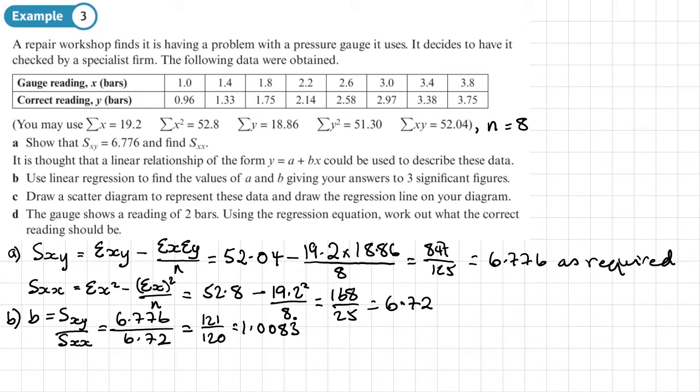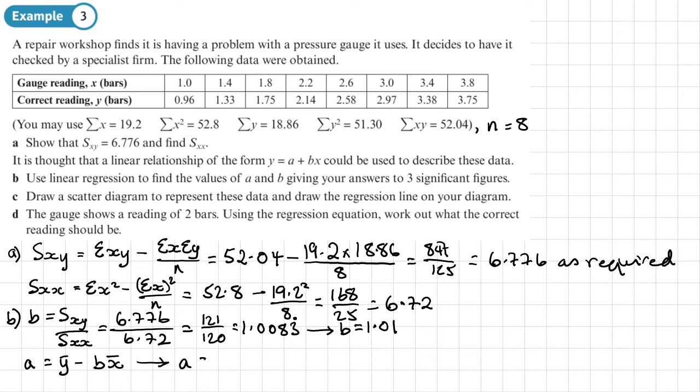We'll use that to 3 significant figures when we write our equation down. So we'll call that 1.01 to 3 significant figures as they want. And now we'll work out the value of a, and a is the mean of y minus b times the mean of x.